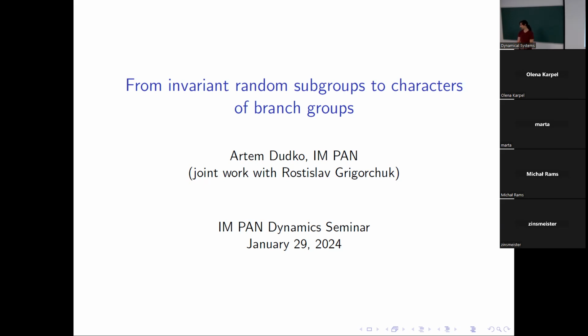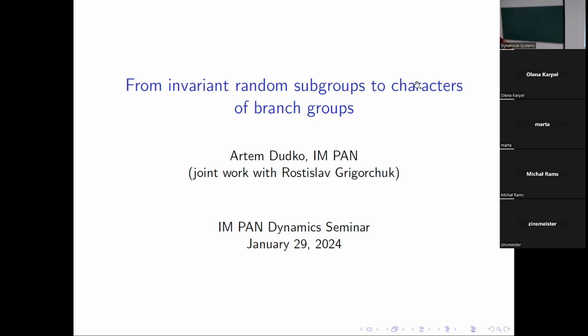I'll talk about the relation between invariant random subgroups and characters, how to come from one to another, and specifically for branch and weakly branch groups acting on ordered trees. I'll start with basic definitions of the objects which will be involved, and then I'll show some examples. I'll show the relation between objects, and I will formulate the results and, if time remains, sketch some proofs. This is joint work with Rostislav Grigorchuk. We just posted it on arXiv recently.